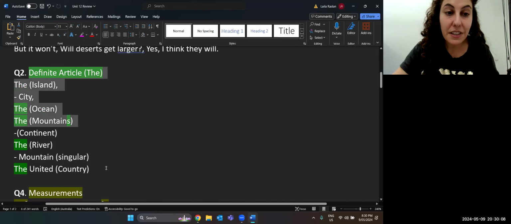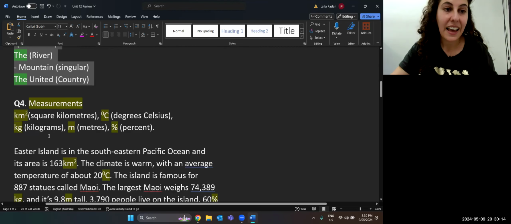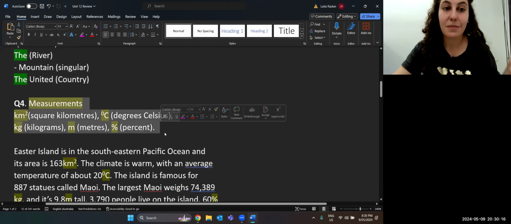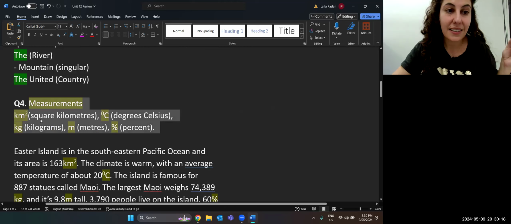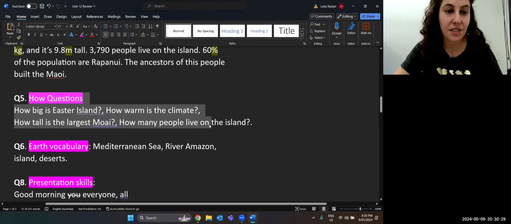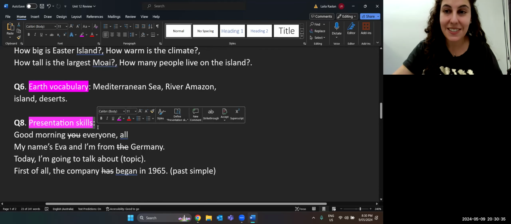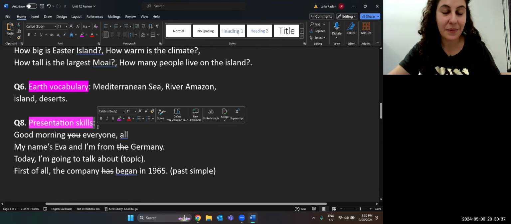Then don't forget the definite article, when to use it and when not. You have all the rules in the last lesson. And don't forget your measurements: square kilometers, degrees Celsius, kilograms, meters, percent. Don't forget your how questions. I'm asking how about the measurement. Earth vocab and presentation skills. Now we can talk about a topic.